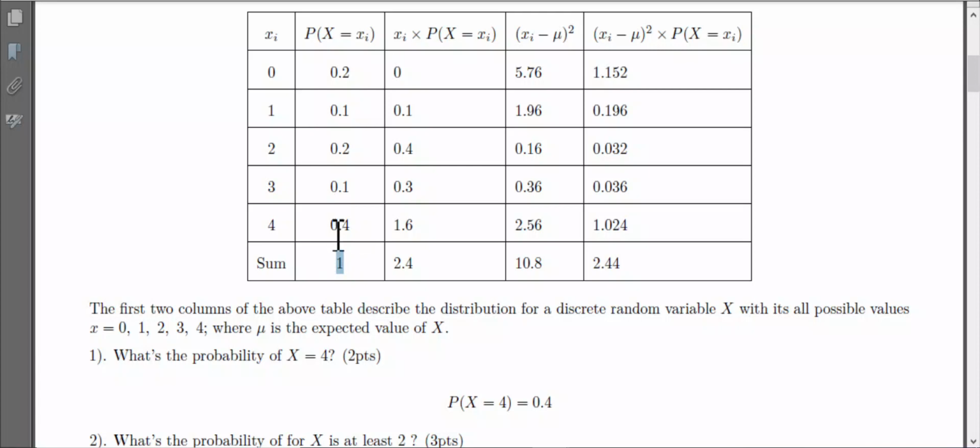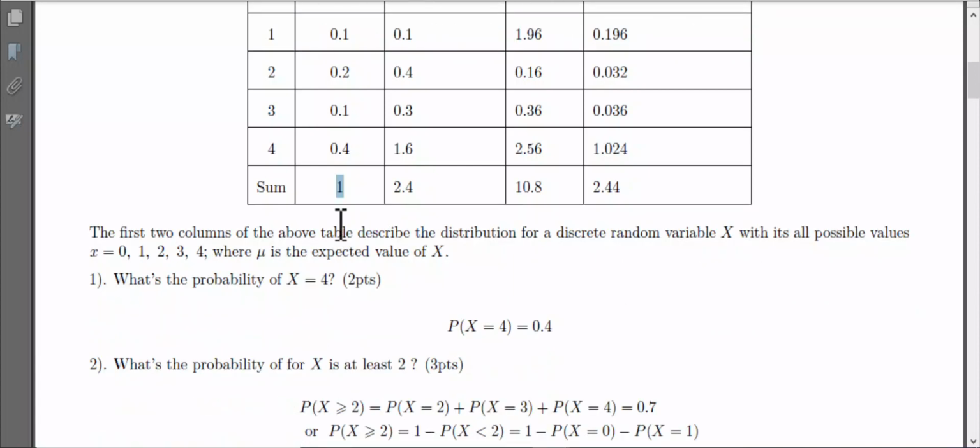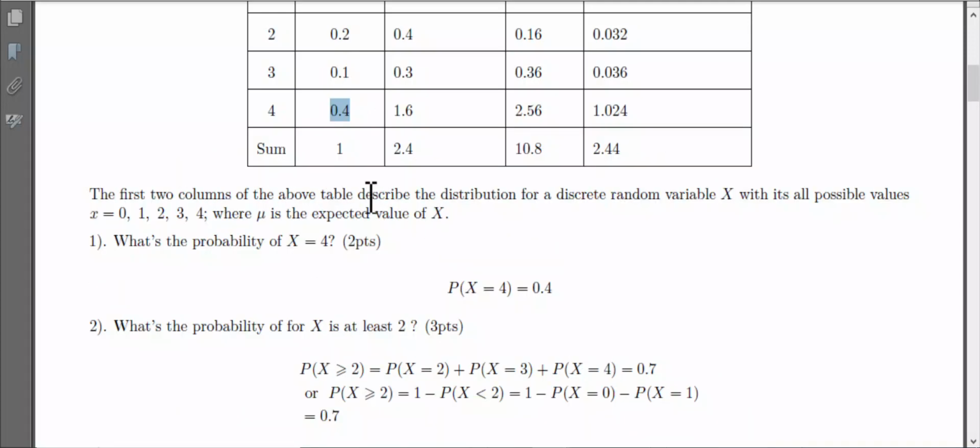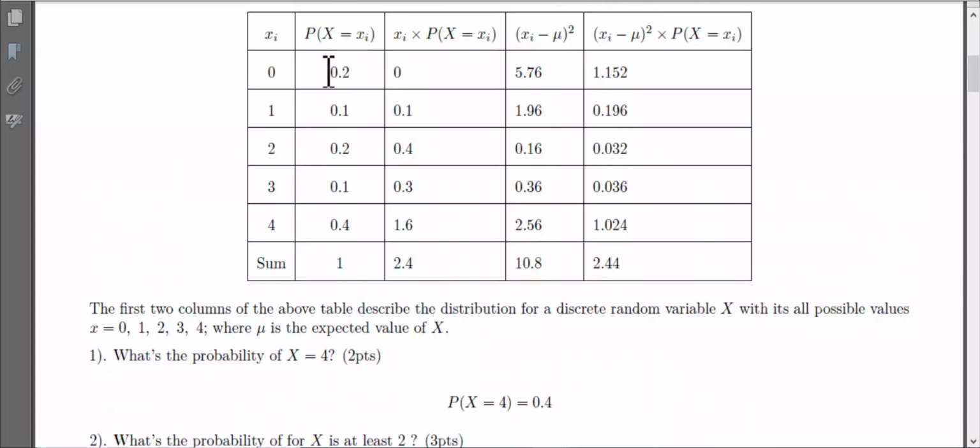That's exactly how we get the probability for X equals 4, right? Because if the rest is added up and the whole thing is 1, then we have this one equals 0.6.